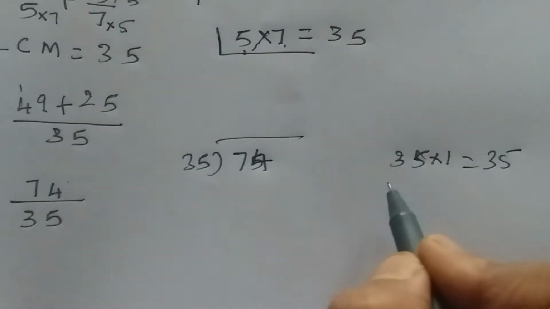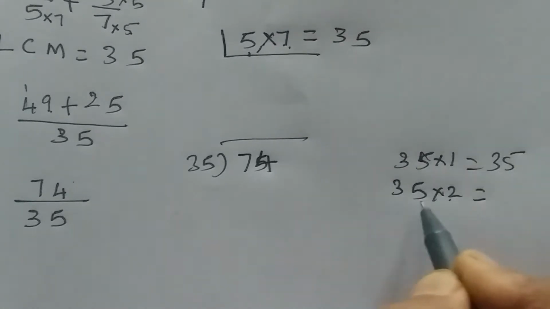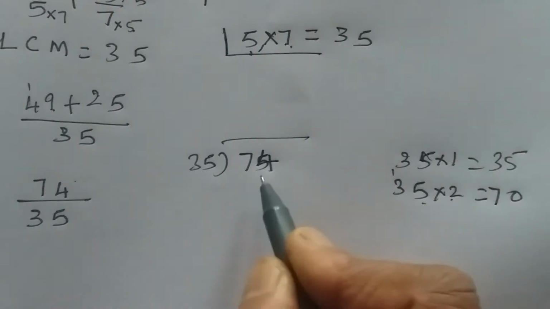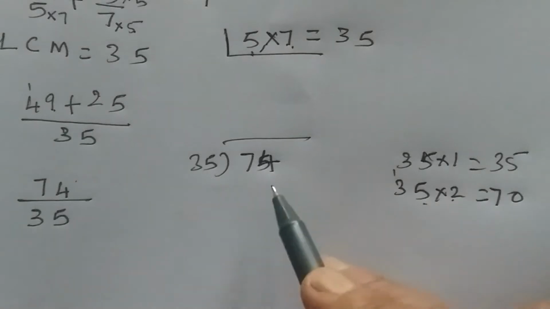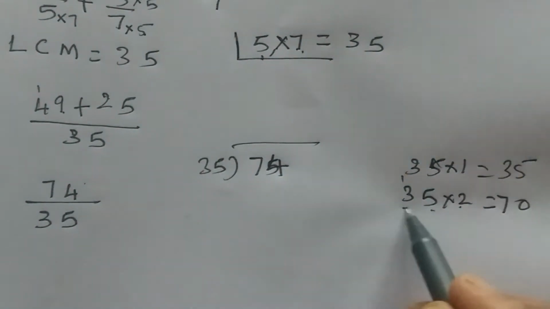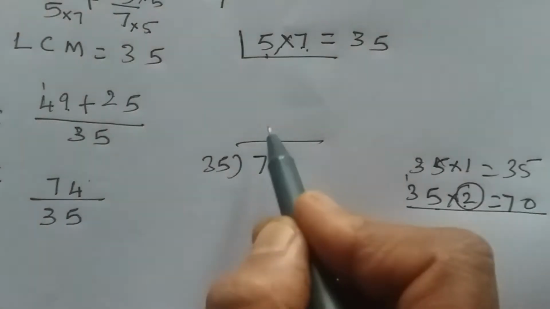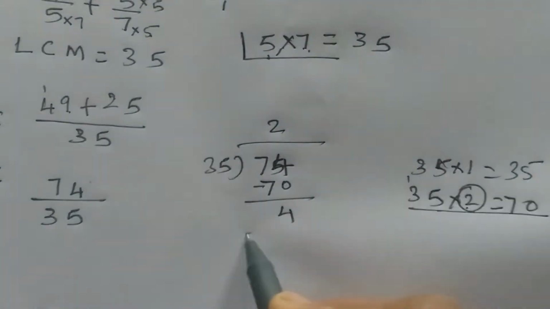Then 35 twos are, how to multiply: 2 5s are 10, carry 1, 2 3s are 6, 6 plus 1 is 7, 70. It is close to 74. The next number will definitely be greater than 74. So it goes 2 times and the quotient is 2. 2 into 35 is 70. When you subtract, we get 4.